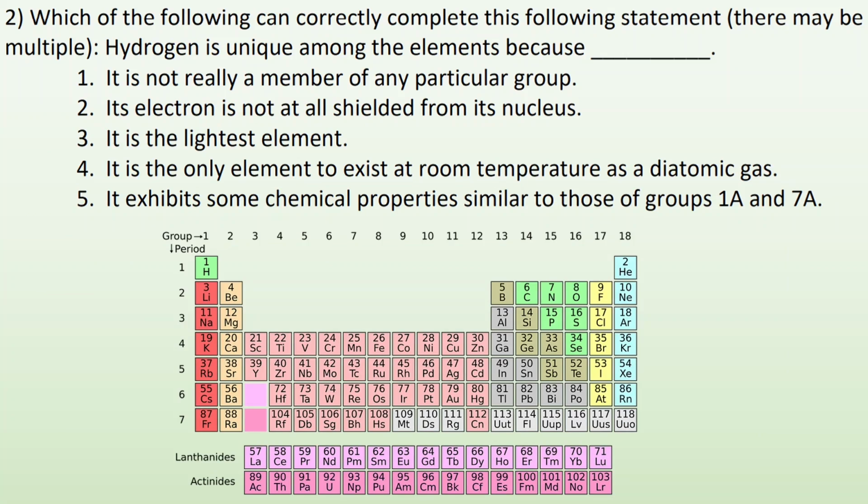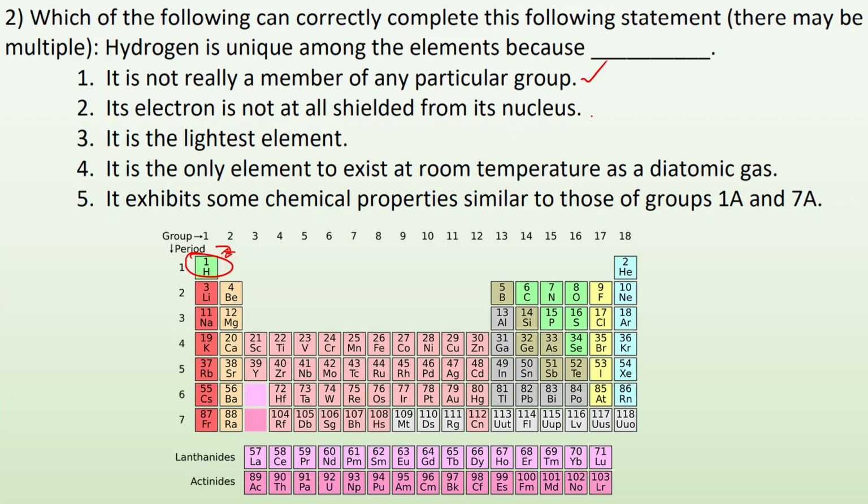Number two, which of the following can correctly complete this following statement? There may be multiple. Hydrogen is unique because blank. It is not a member of any particular group. That's a true statement. If you take a look, it's kind of over here. It's in its own color because it's not really a metal, but it acts kind of like it, but it's also a non-metal. So I'd say that's true.